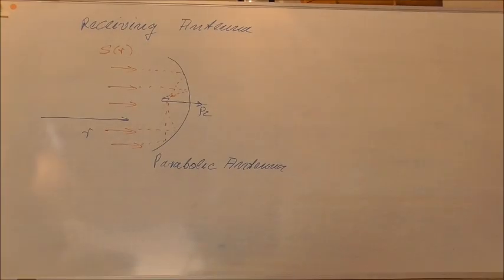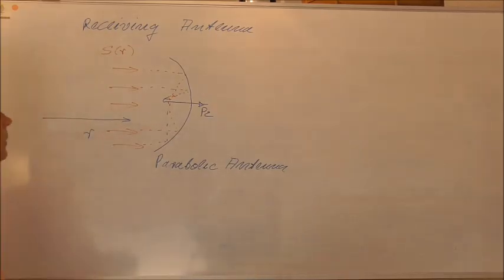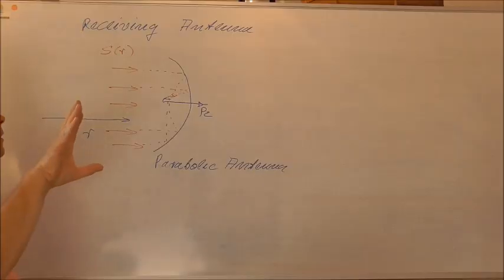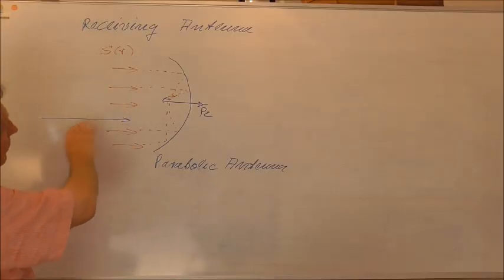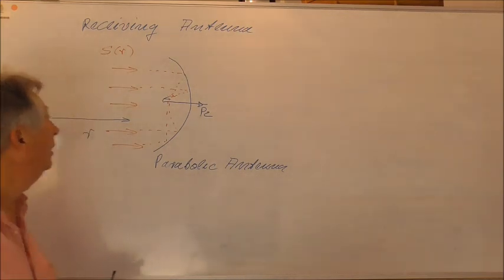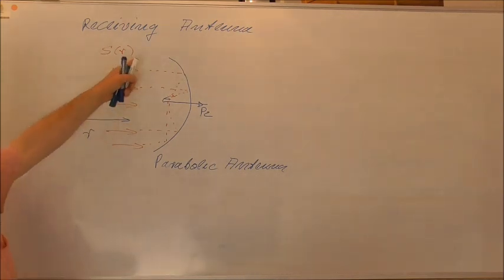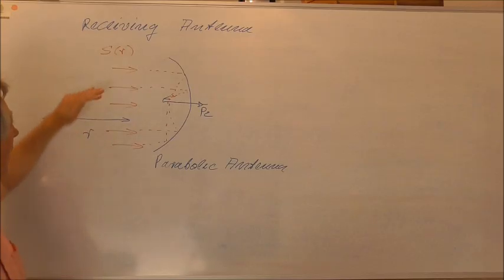I now want to discuss with you the behavior of a receiving antenna. So we saw that with the help of the transmitting antenna we can radiate a certain power, and normally the receiving antenna is very far away from the transmitting antenna, so the radiation will be given in principle by a plane wave.